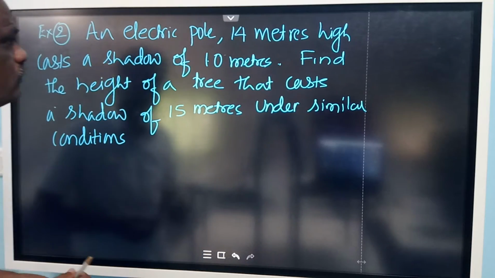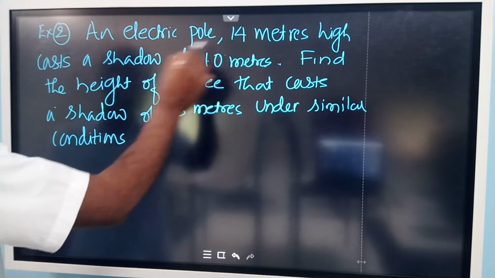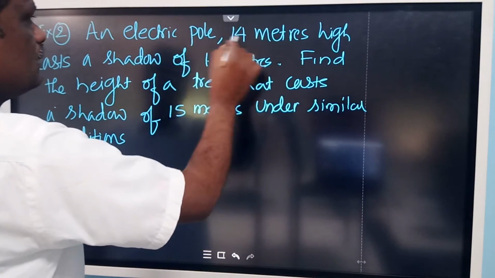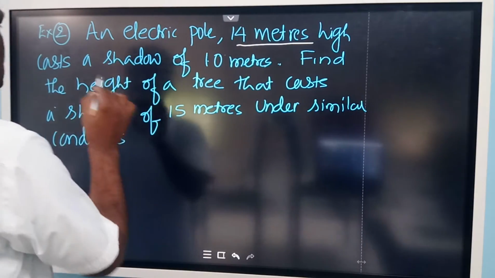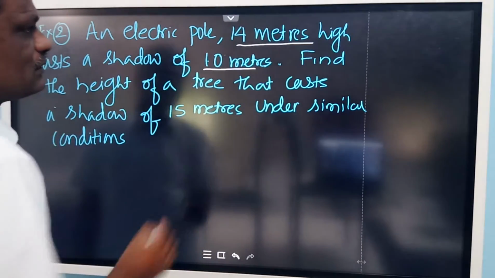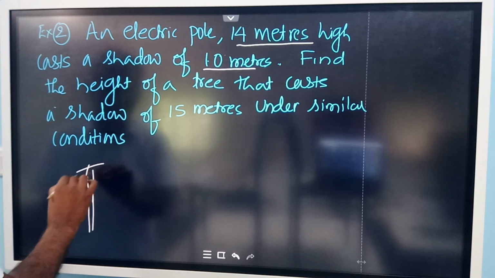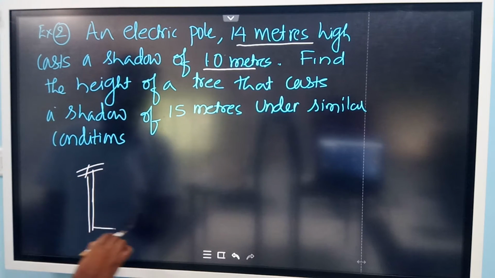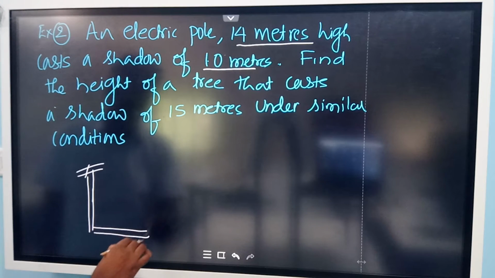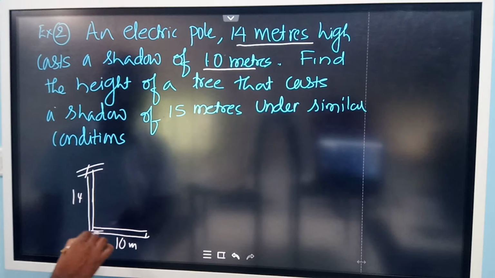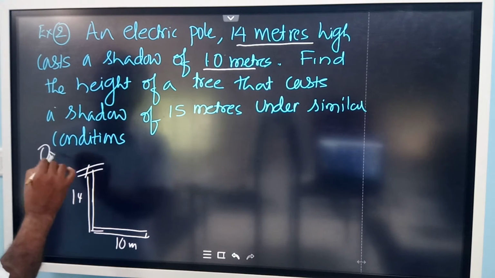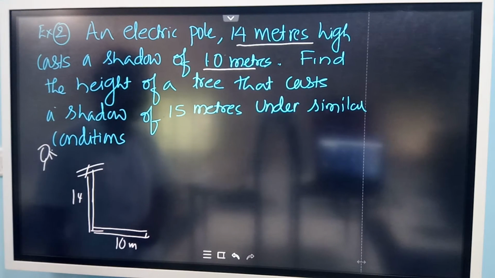Example 2: an electric pole 14 meters high casts a shadow of 10 meters. The electric pole is there and its shadow is about 10 meters. This side is 14 meters and the shadow is 10 meters. If the sun is here, then the shadow forms on the other side. The length of the shadow is given.